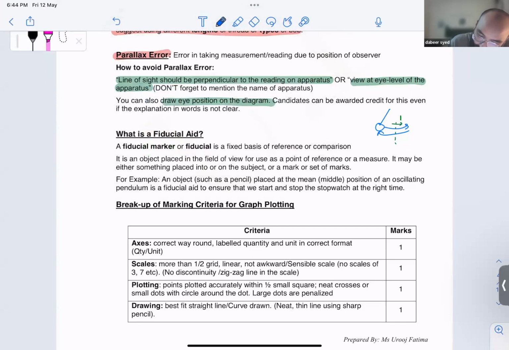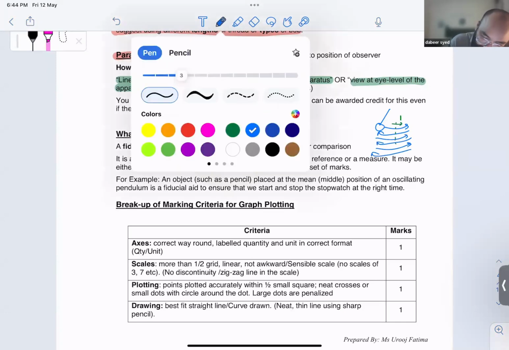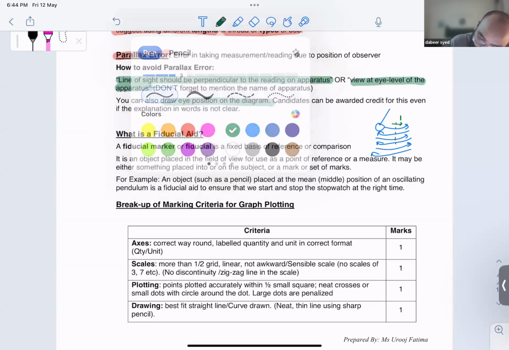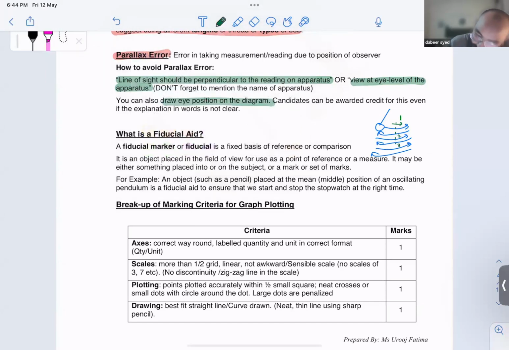अब ये oscillations होती जा रही हैं. So the second time that it will pass here, I count it as 2. Then the third time is 3. So what does a fiducial aid do? A fiducial aid, first of all, is placed on the mean position of the oscillation. Number 2, the fiducial aid allows me to iterate my counting as the oscillations take place.